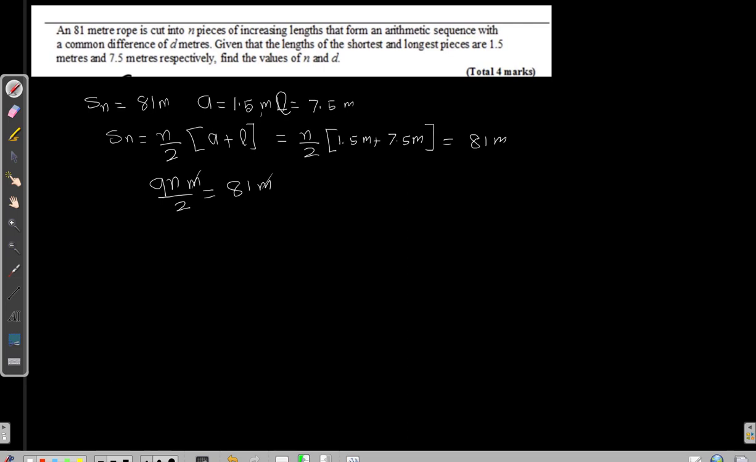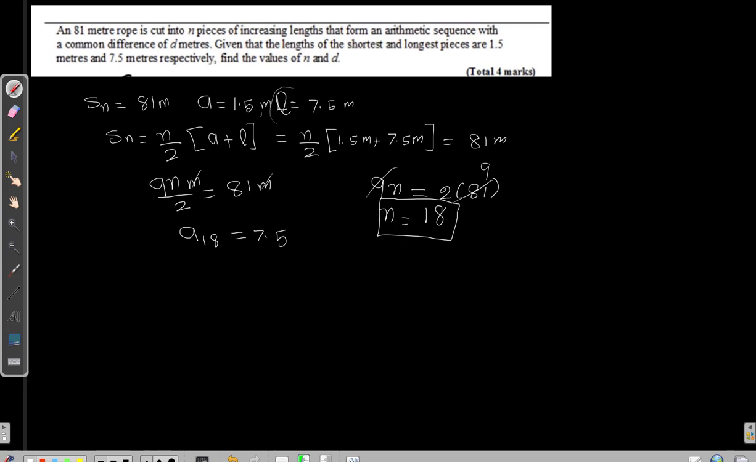Okay, here you go. So let's do this. 9n equal to 2 times 81. So divide both sides by 9. When you divide by 9, what do you get here? 9 times 2, 18. So n is 18. So once you get n is 18, the easy way is to go to the last term.